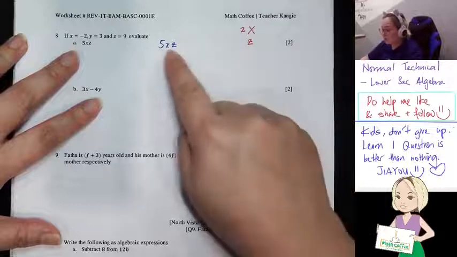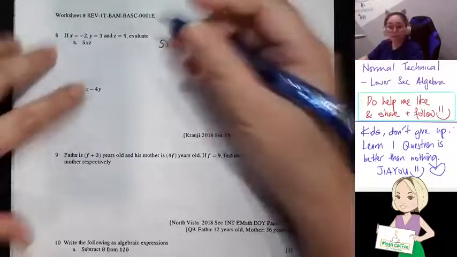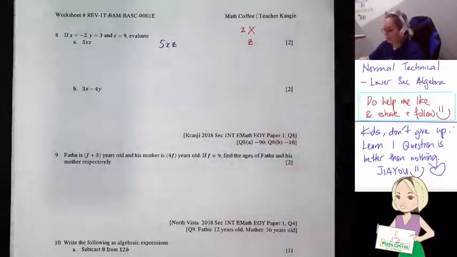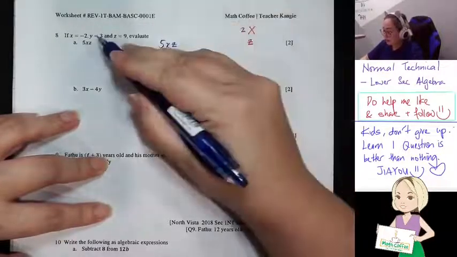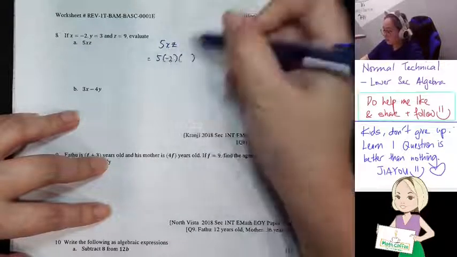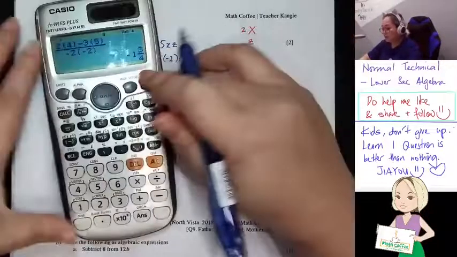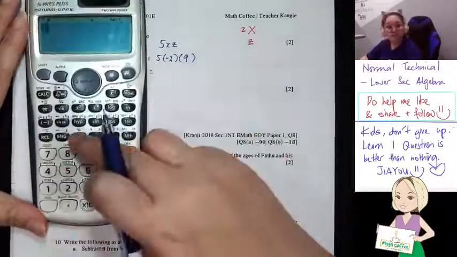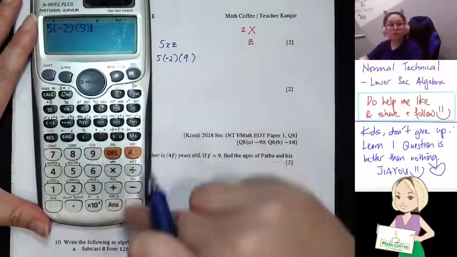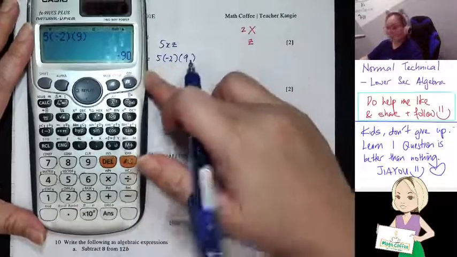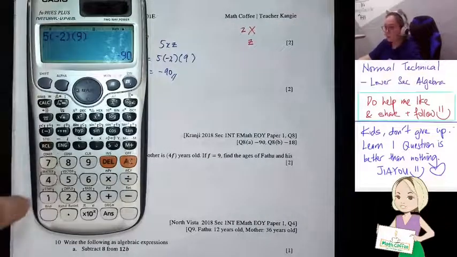Okay, so 5xz, remember just now I said when they put the alphabet stick together, it represents multiply. So it's the same step. I'm going to still replace my alphabet with bracket. So it will be 5 bracket and bracket. So my x for this case is negative 2. So put in negative 2. Z is 9. So you can just key calculator exactly the same like what I put here. So it's 5 open bracket, negative 2, close bracket, open bracket 9, close. And that will give us minus 90. So it's minus 90. Yes, this is Singapore math, normal tech stream level.